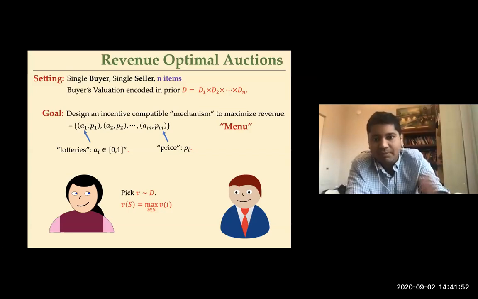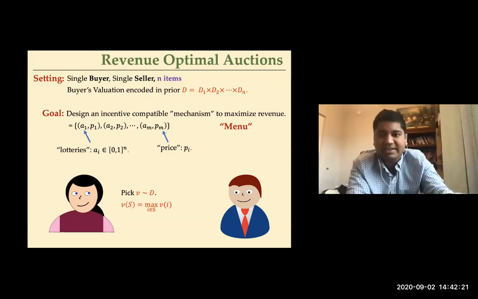And a menu, or basically the mechanism, is just going to describe a list like this. It's going to give an allocation and a price for it, okay? And in general, it can include multiple such potential allocations. And what Myerson proved is that the only kind of mechanisms you need to consider are the mechanisms that provide a list of potential allocations and the prices that the buyer must pay for them. And because it's like a list of items that you can buy and prices for them, we call this list a menu. Okay.